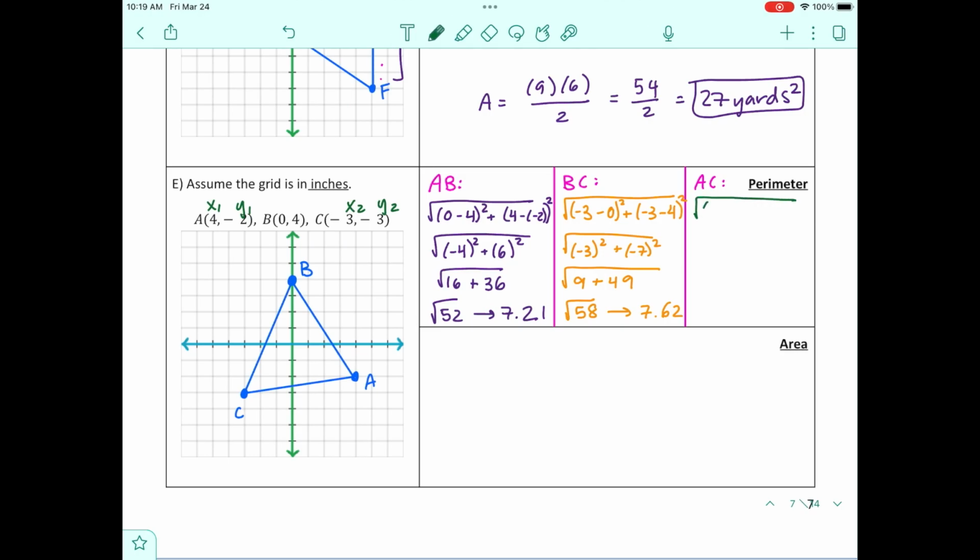So I'm going to do square root of X2 minus X1, quantity squared plus, parentheses, Y2 minus Y1, it's minus a negative, so I write that in parentheses. If you want to go straight to addition on that, that is fine as well. Then I can simplify that part, so I have the square root of negative 7 squared plus negative 1 squared, square root of 49 plus 1, because negative 7 squared is positive 49, negative 1 squared is positive 1, so I have the square root of 50, which I need to add to that.